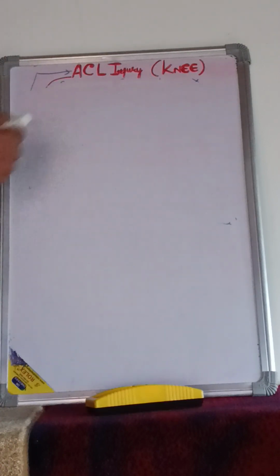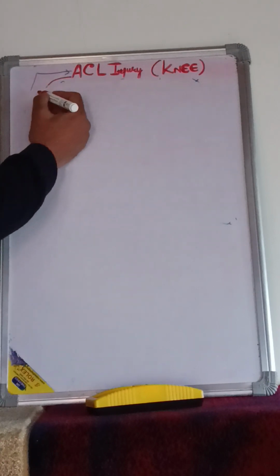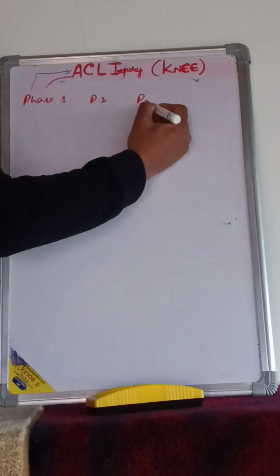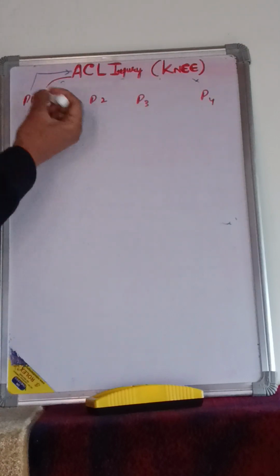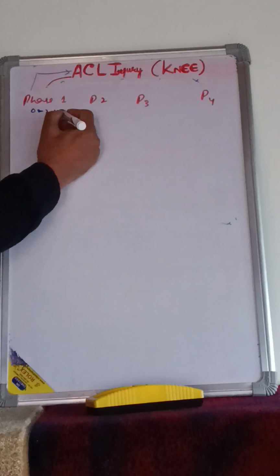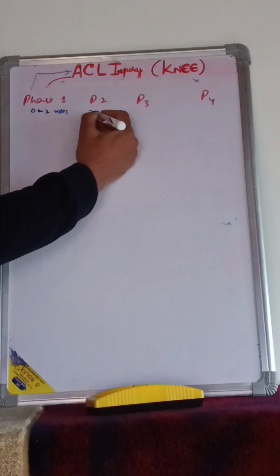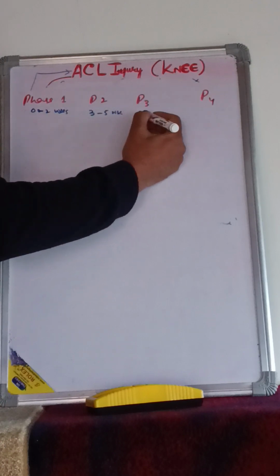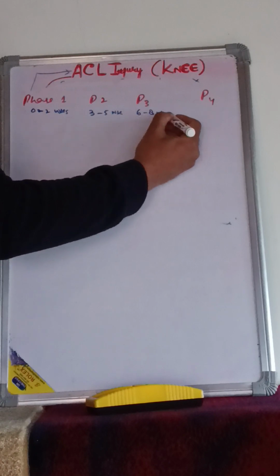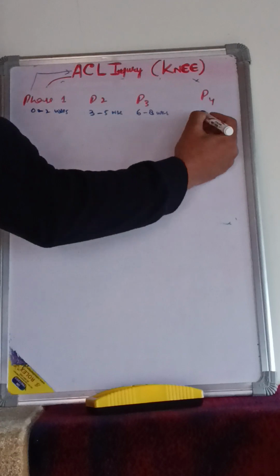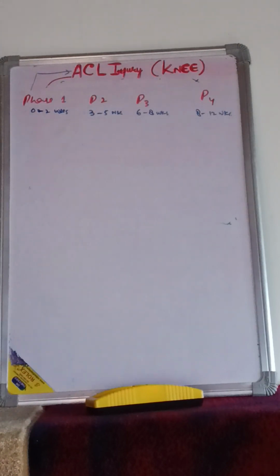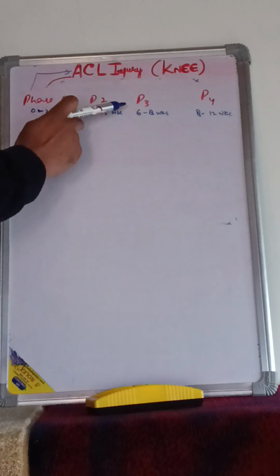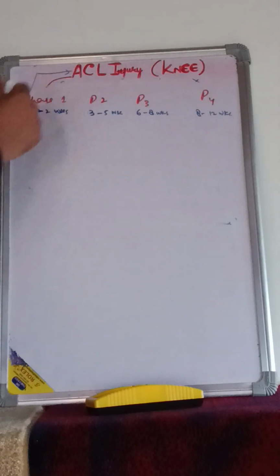Now, what actually is the ACL protocol? Basically, it is divided into four phases: phase one, phase two, phase three, and phase four. Phase one, 0 to 2 weeks. Phase two, 3 to 5 weeks. Phase three, 6 to 8 weeks, and phase four, 8 to 12 weeks. So basically, the complete conservative rehabilitation of ACL injury is completed within 12 weeks or 3 months.